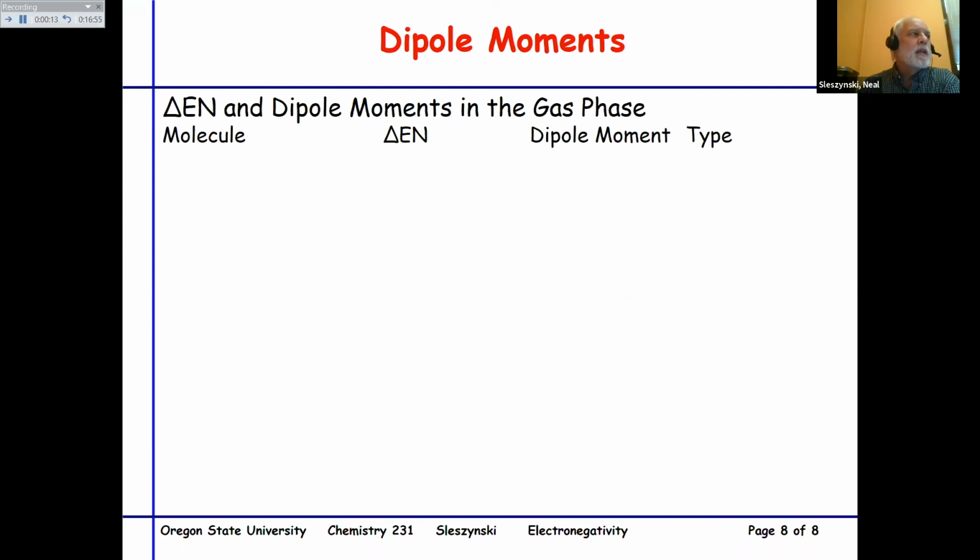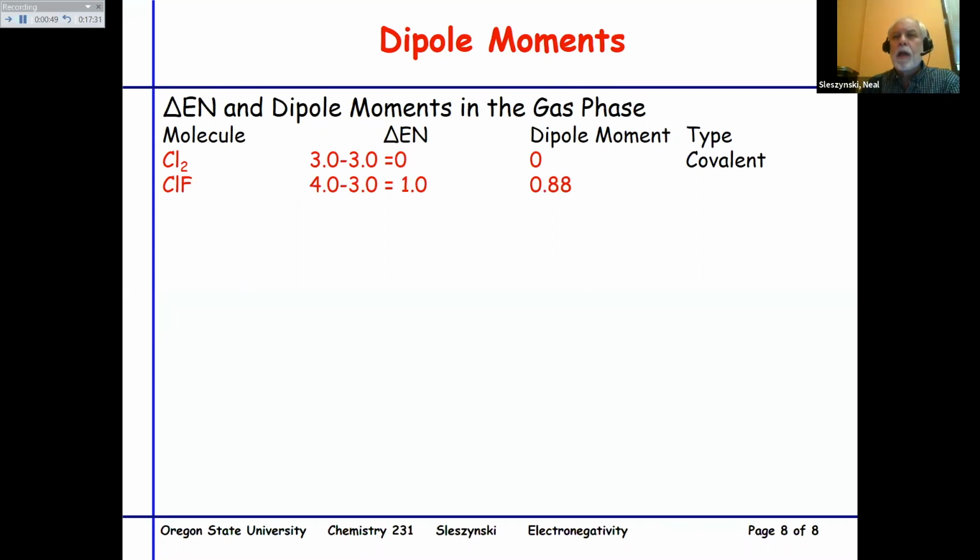If we take a look at the different types of molecules that we might find, the difference in electronegativity and the dipole moment, what we'll see is diatomic molecules where we have the same element bonded to itself, like chlorine, because we have two identical nuclei, identical elements. The difference in electronegativity is 0. Our dipole moment, by definition, is 0. And that bond classification then is covalent.